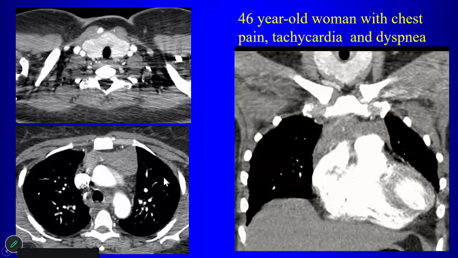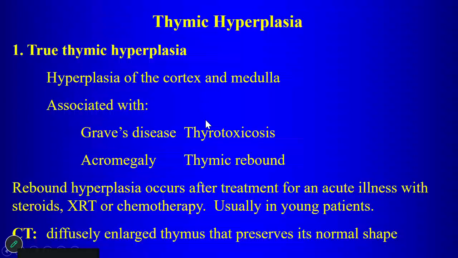Is Graves' disease associated with thymic hyperplasia? Yes. The answer is yes. Graves' disease is also associated with thymic hyperplasia. So there are two forms of thymic hyperplasia. There's true thymic hyperplasia where the entire gland enlarges and you get diffuse enlargement of the gland. That is associated with these things, Graves' disease, thymic rebound, etc.